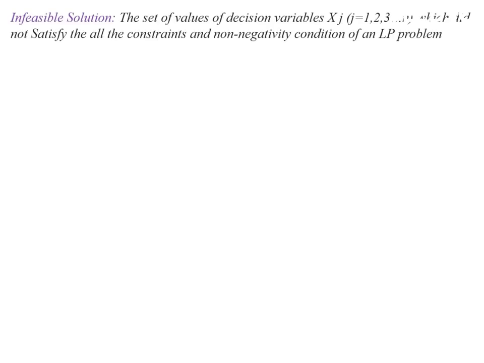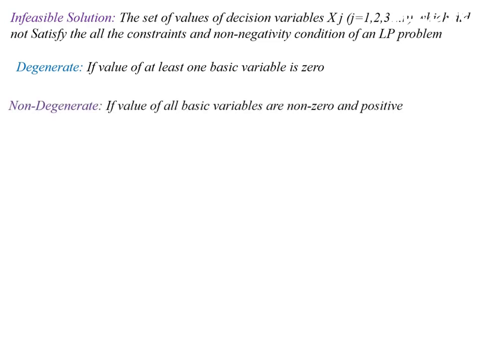And next one is the infeasible solution. The set of values which does not satisfy all the constraints, we are calling an infeasible solution. Next one is degenerate. If the value of at least one basic variable is 0, we are calling the solution degenerate. Similarly, the next definition is non-degenerate. If the values of all basic variables are non-zero and positive, we are calling the solution non-degenerate.